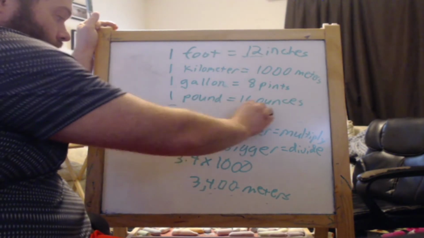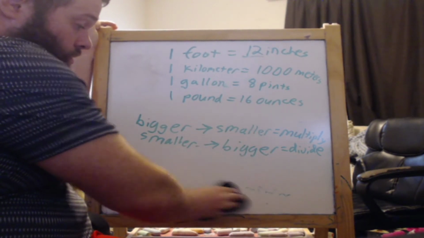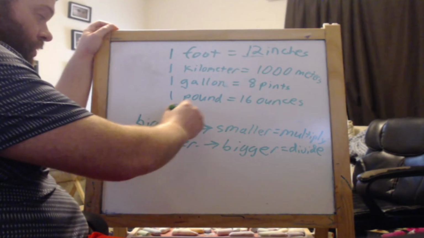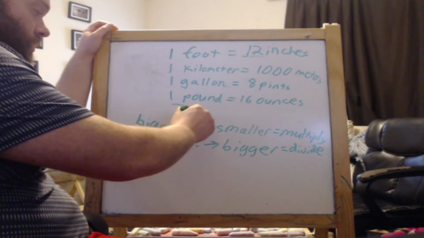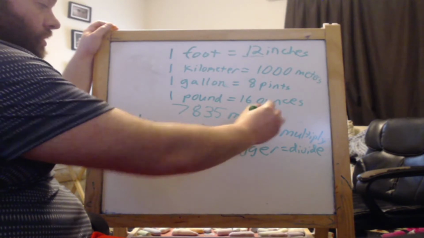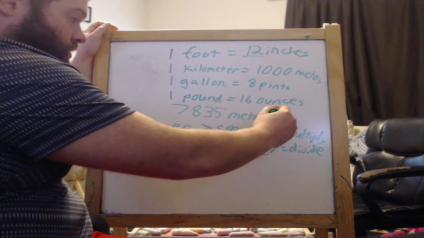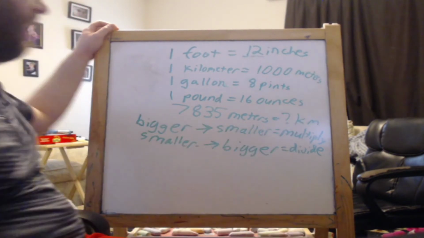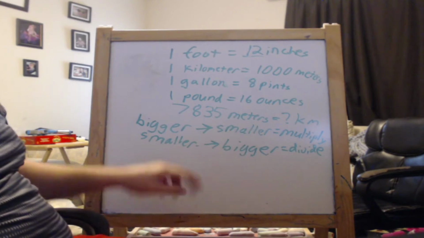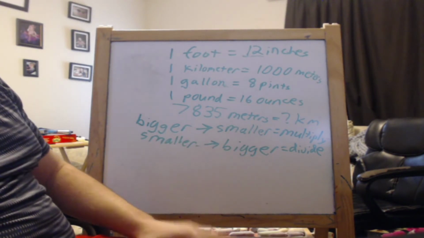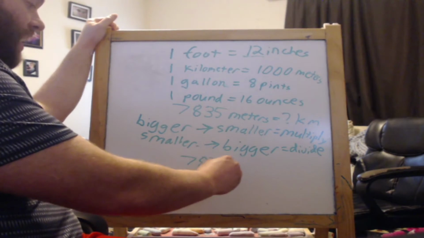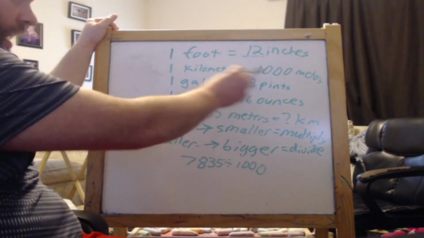Now, let's just go through and we can do 7,835 meters equals blank kilometers. So now we are going smaller to bigger, right? Meters are smaller than kilometers. So smaller to bigger is divide. Okay? So now all I'm doing is 7,835 divided by 1,000 because there's 1,000 meters in a kilometer.